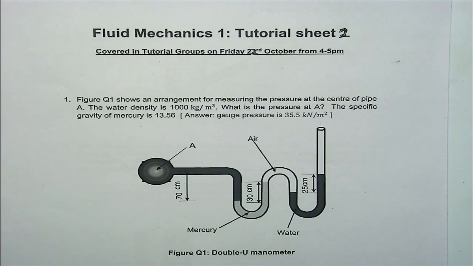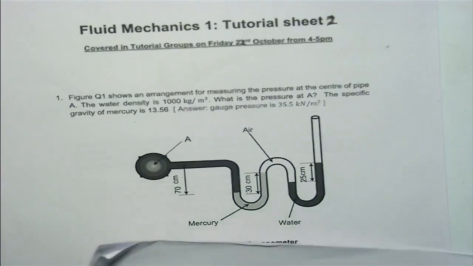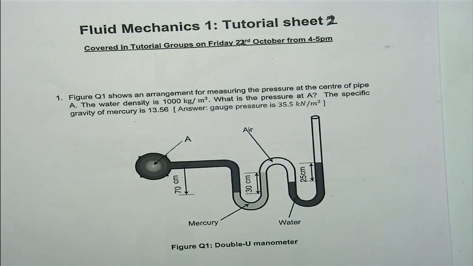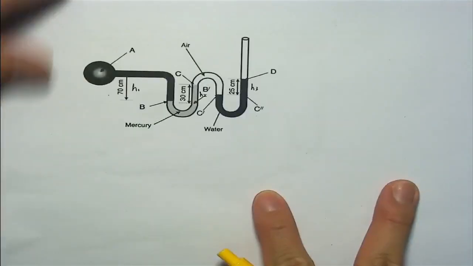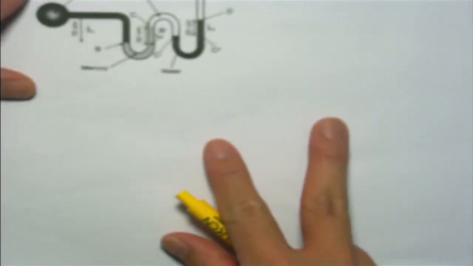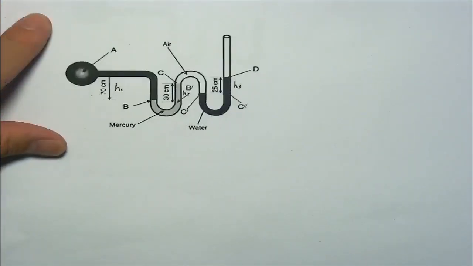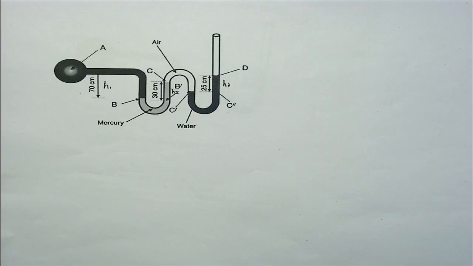So the first question is to use the pipe to measure the pressure at the point A. So we know some difference of height, and the dark fluid is water, and the bright one is mercury.